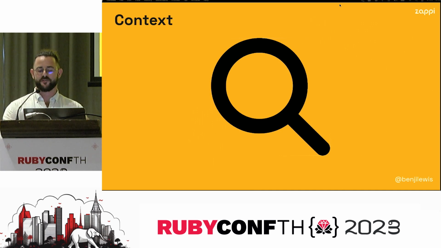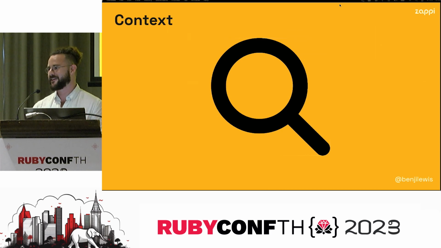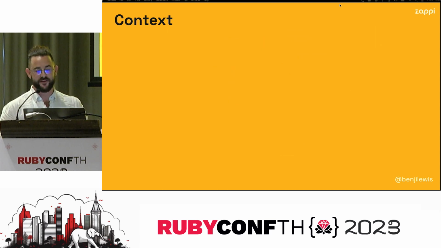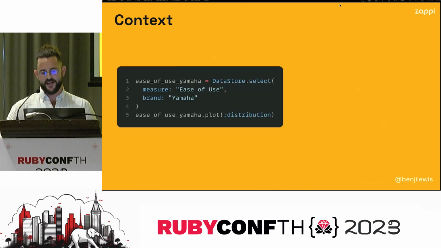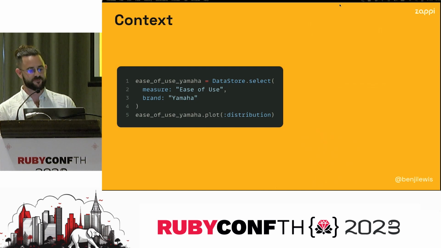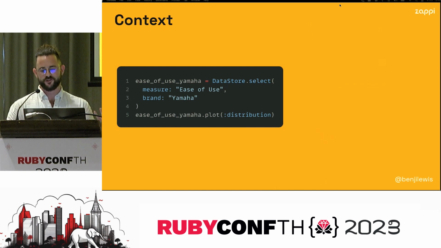So we want to find out how the brand Yamaha is doing for a particular metric like ease of use. The question would be, how easy is this thing to use? If we wanted to write a query for this, we'd say, get me all of the data where the measure is ease of use and the brand is Yamaha. And we'll get this data back and plot the distribution of it.